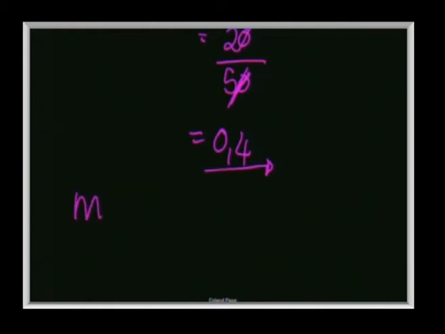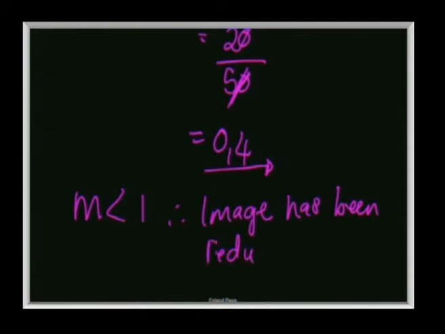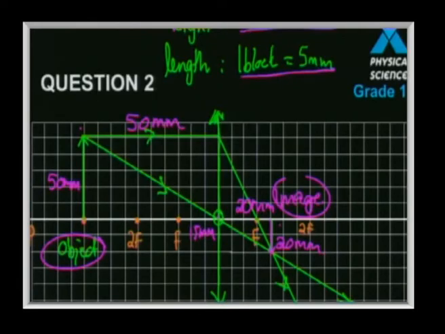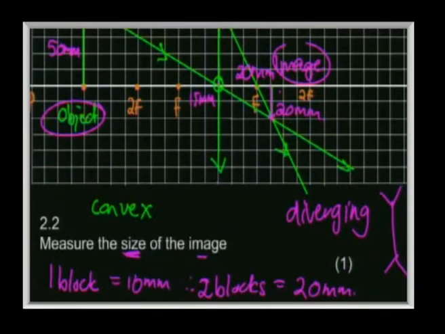Remember, if your magnification is smaller than 1, it means that your image has been reduced. And you can double check your answer, because if you go and you look at your drawing, you would see that your image is in fact smaller than the object was.